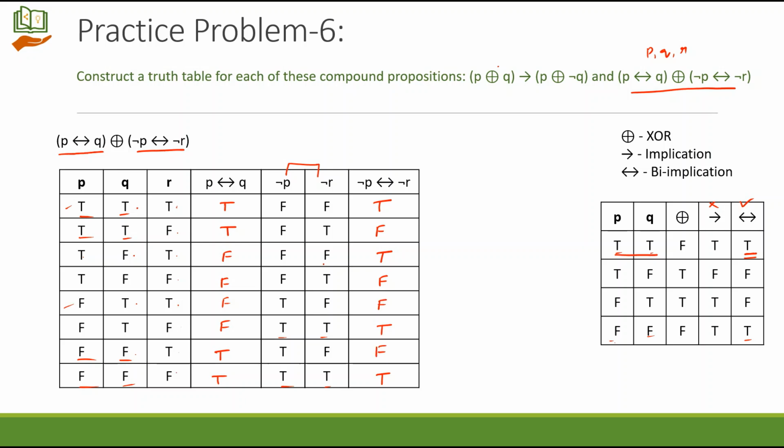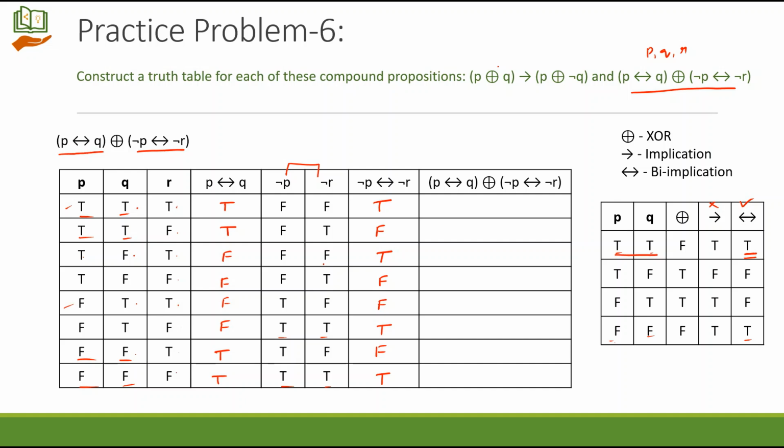Now we have to do the XOR operation. This is actually P as of now and this is actually Q as of now. So this is in the format of P XOR Q. I am just equating it to this part so that it will be easy for you to work with it. Now whenever you find T and T, F and F, you have to mark false. Where you find T and T, you have T and T here. So this will be false.